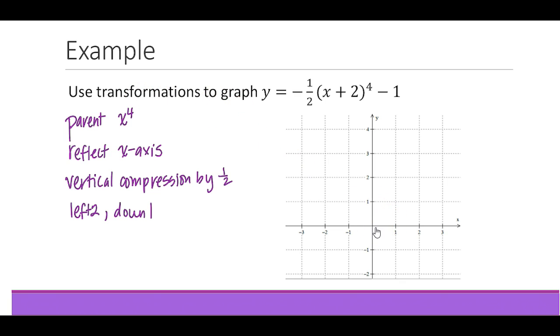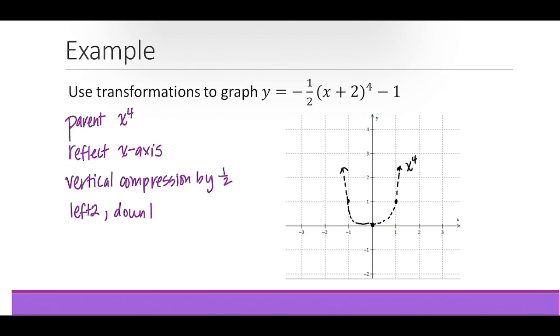So we'll start by sketching our parent function. It passes through 0, 0, 1, 1, negative 1, 1, as we said. And I'm going to go ahead and sketch it, and I'm going to emphasize that it really flattens out on the bottom there. So this is going to be my function x to the 4th.